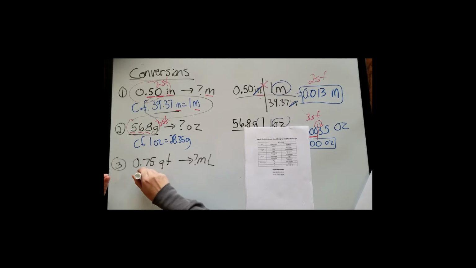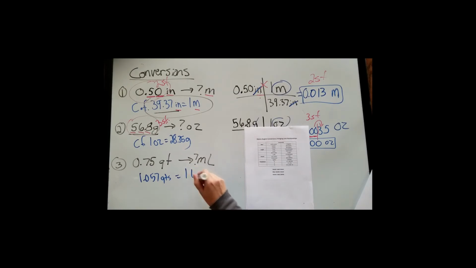So I have 1.057, let me write it in blue to keep it consistent, sorry. So 1.057 quarts, and that's equal to 1 liter. Why did I pick that one? It doesn't go to milliliters, it goes to liters.